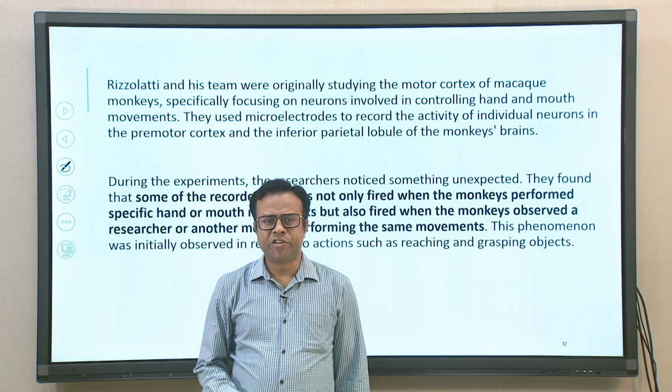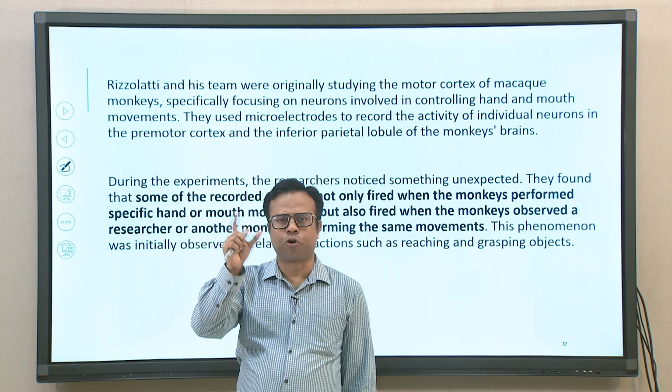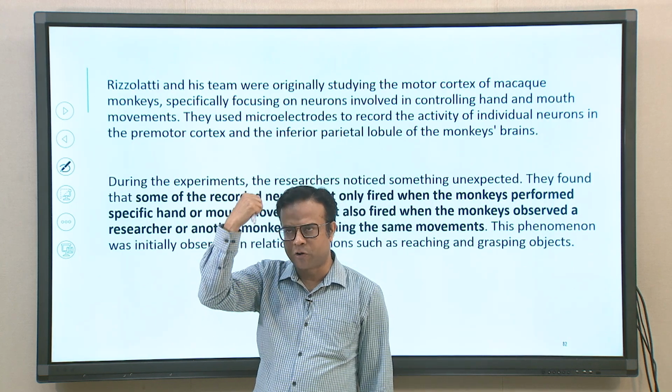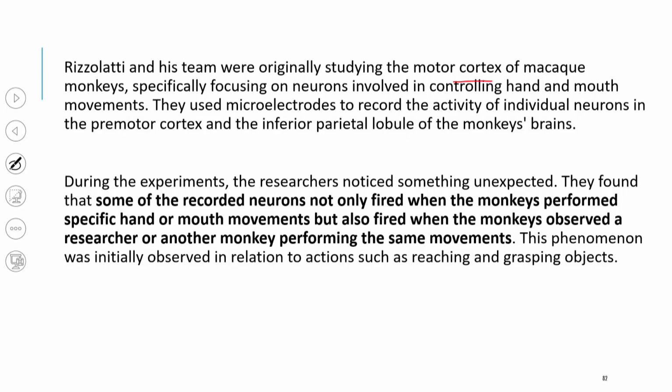Rizzolatti and his team were originally studying the motor cortex, particularly in macaque monkeys, specifically focusing on neurons involved in controlling hand and mouth movements. They used microelectrodes to record the activity of individual neurons in the premotor cortex and the inferior parietal lobule of the monkey's brain. They were looking at specific brain areas to see whether neurons there are responsible for hand and mouth movements.